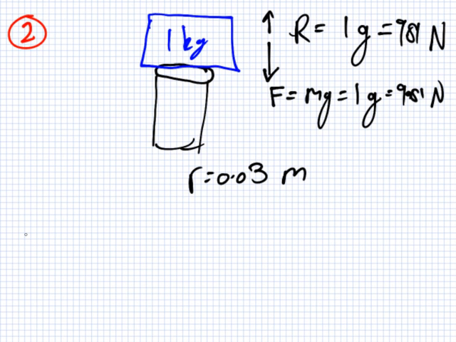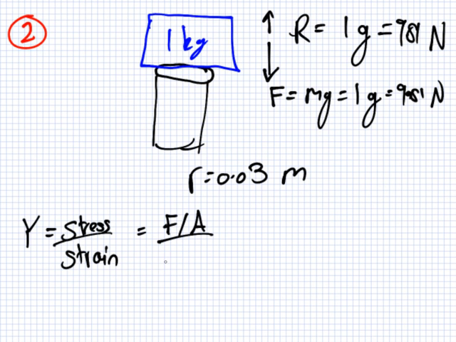Right. So Young's modulus is stress over strain, which is F over A, which we know, and then the extension over the original length. Sorry, keep my letters the same. x over L. What was the Young's modulus for glass? 70 multiplied by 10 to the power 9.